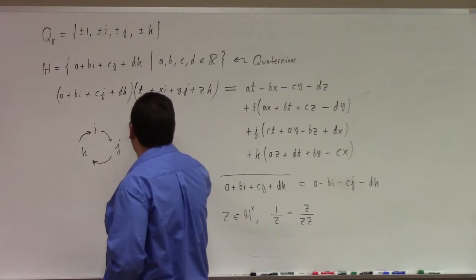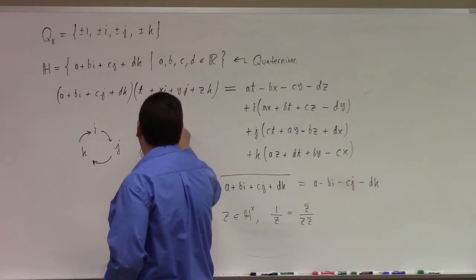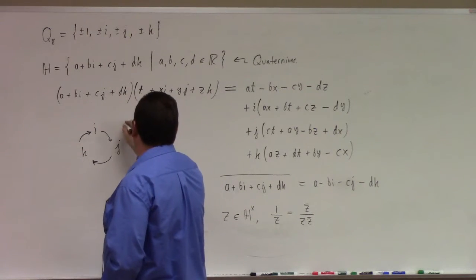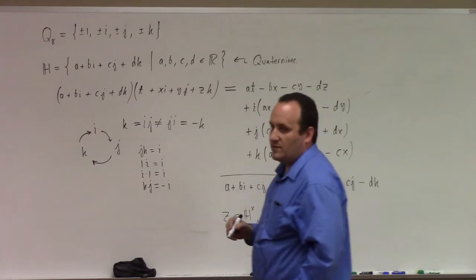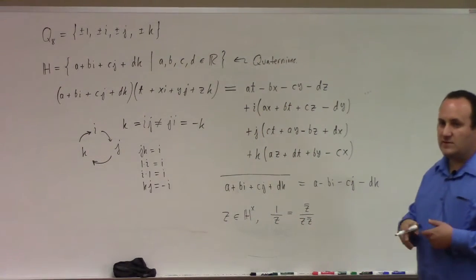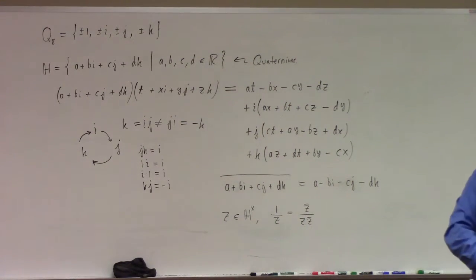See, ij is not equal to ji because this is k, but this is minus k, right? So the quaternions are an example of what's called a skew field. It's almost a field, but not quite. In fact, if you asked me for another example of a skew field, I couldn't give it to you. This is the one I know.